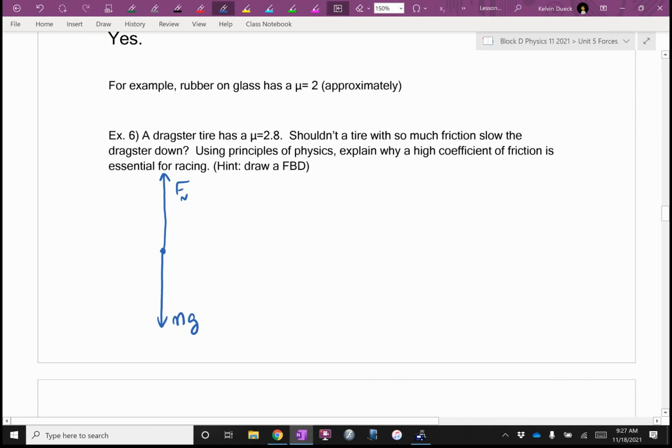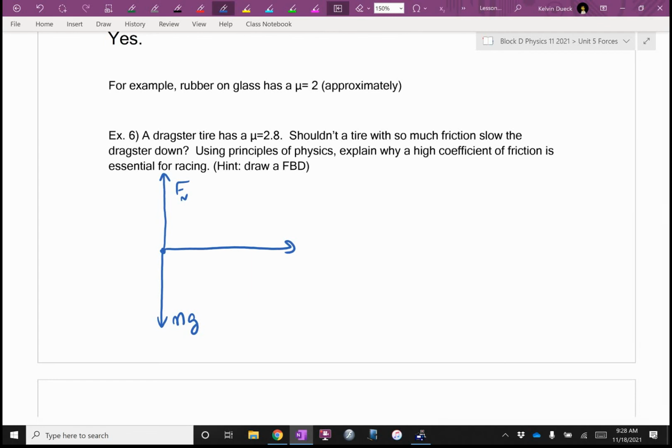Well, first of all, let's suppose we're at the starting line and we just stepped on the gas. Which way is the dragster going to accelerate? Forward to the right. Which way had there better be an unbalanced arrow? It's got to be an arrow pointing this way. Otherwise, the dragster is not going to accelerate forward. What force is that?